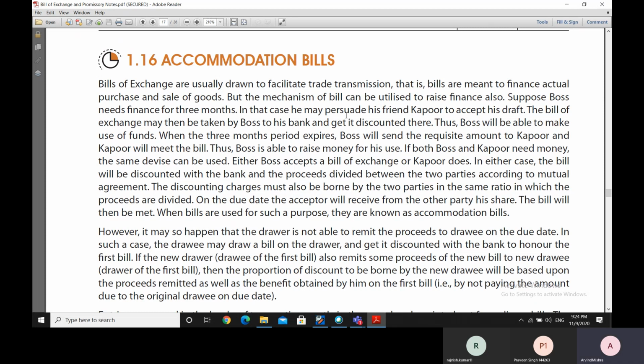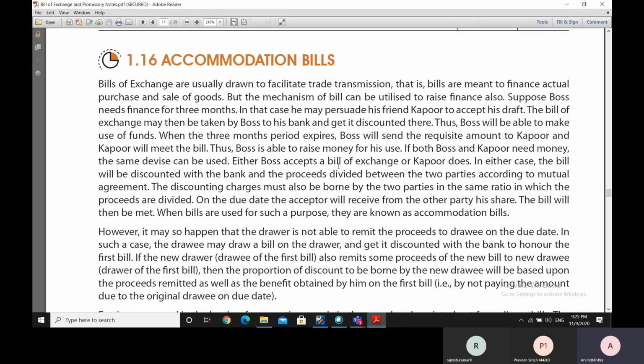Because there is a deal between boss and Kapoor. Boss says, I will draw the bill, and he tells Kapoor to accept the bill. He draws a bill even without a backing transaction or a background transaction. He draws the bill and he sends it to Kapoor, and Kapoor accepts the bill, because there is a deal between boss and Kapoor that please accept this bill. And once the bill is accepted by Kapoor, boss takes the bill and gets it discounted in the bank, and therefore boss will be able to make use of the funds which he will receive from the bank on discounting of the bill.